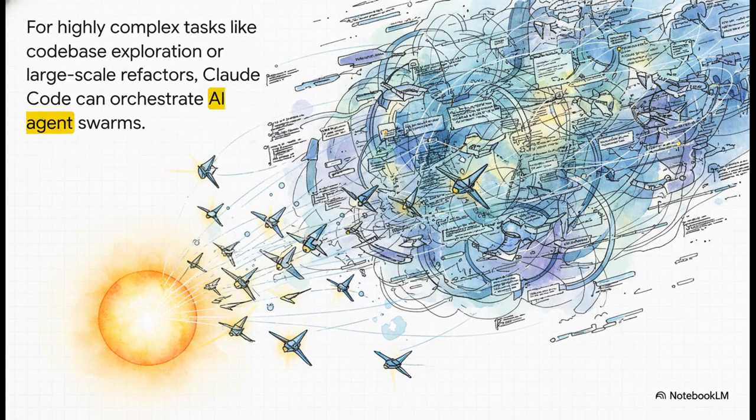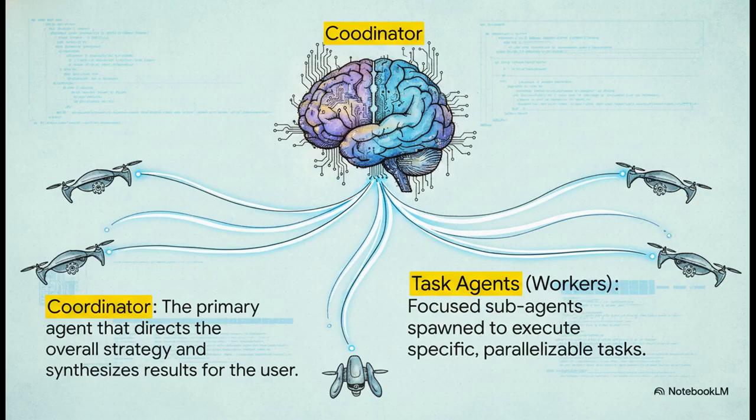But what about tasks that are just huge, way too big for a single skill? I'm talking about a massive scale refactor or maybe exploring a totally new codebase. For those, Claude Code can orchestrate something called agent swarms. And yeah, this is where it starts to feel a little bit like science fiction. An agent swarm is actually set up in a really smart way.